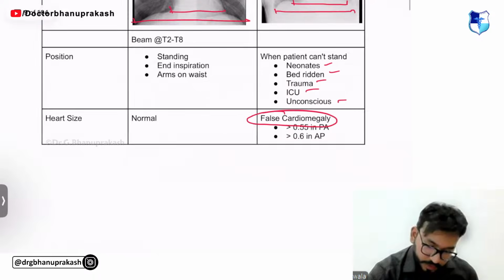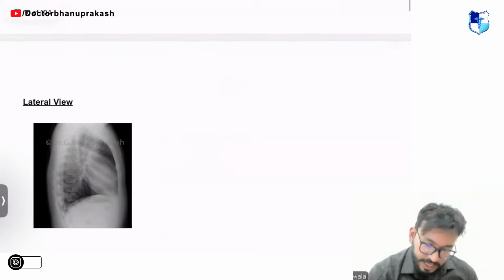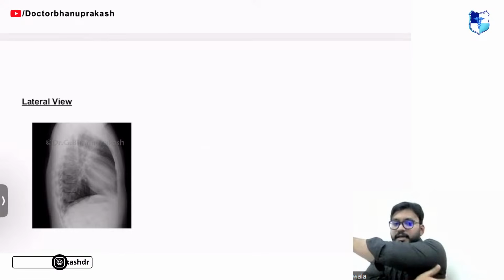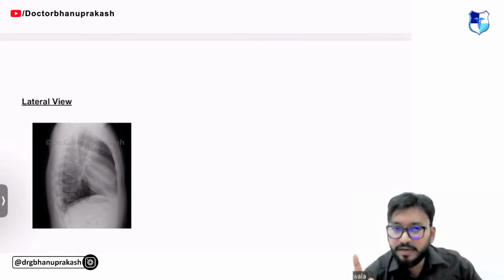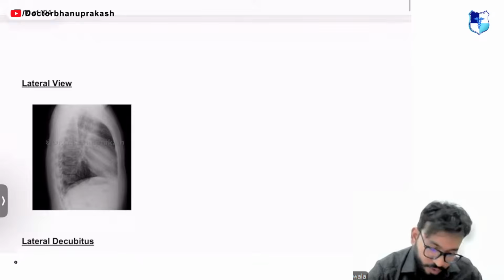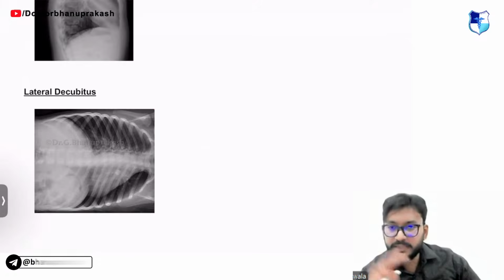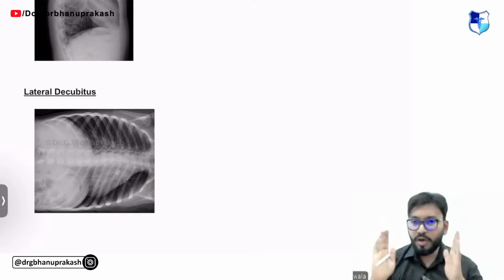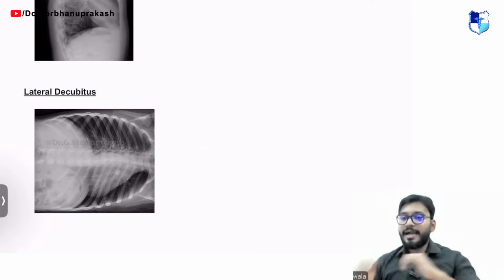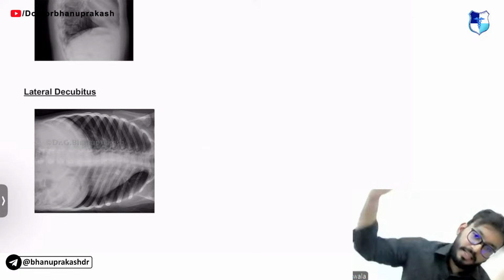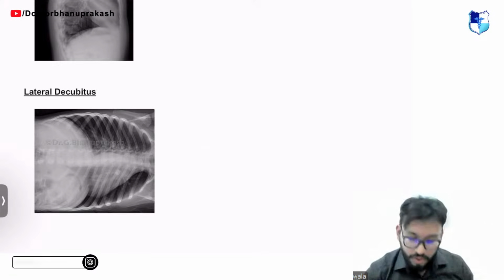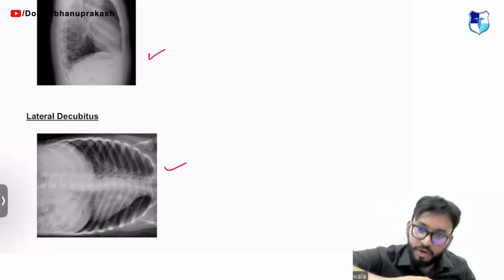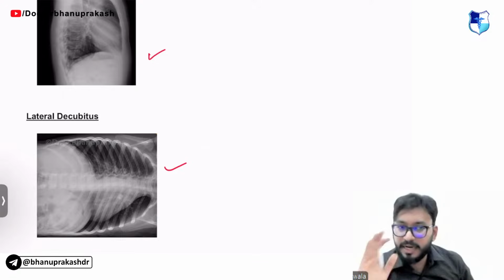Okay, let's go further. This is the lateral view, guys. Lateral means from the side. So I'm standing like this and the rays are coming from the side. Moving on, lateral decubitus. Decubitus means I'm lying on one side and the rays are coming from top. Lateral view, I'm standing, rays from side. Lateral decubitus, I'm lying down on one side and the rays are coming from top.